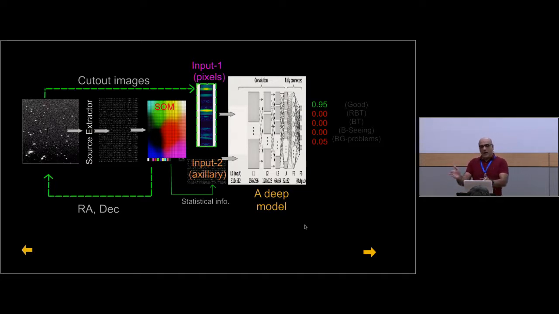We now have a deep network with two inputs. The main input is the CCD. The second input we can inject somewhere in between the layers as auxiliary data. The result is this, and this is the output of our network.